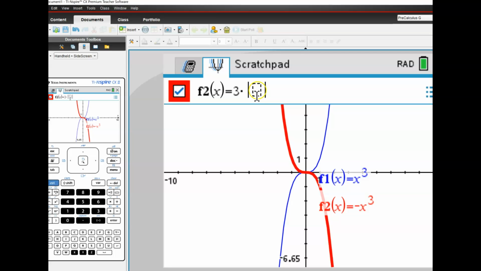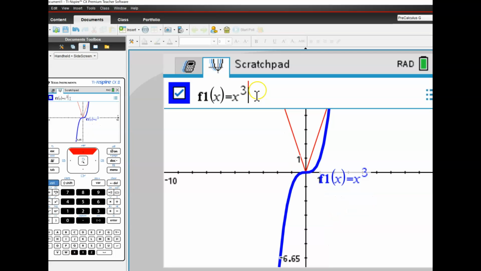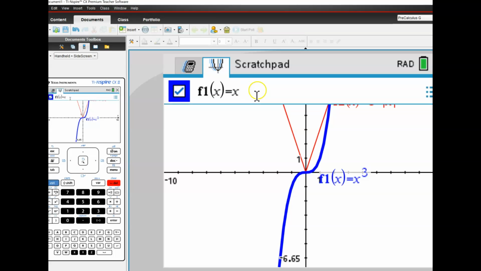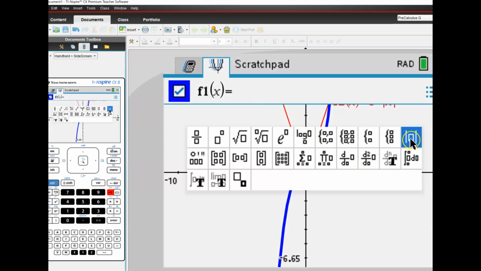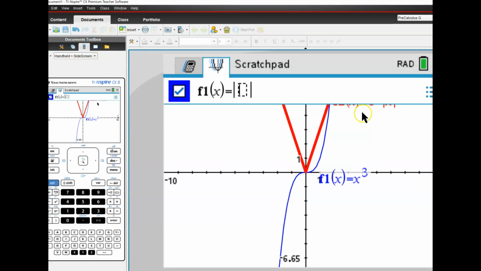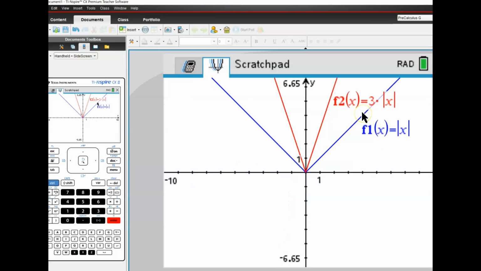Okay. Yeah. So I have 3 times absolute value of x, and then I need to do, so you change this one to be absolute value of x. Yes. I don't know what I did. You don't know what to do? No, I got a totally different one. So this is what it should look like.